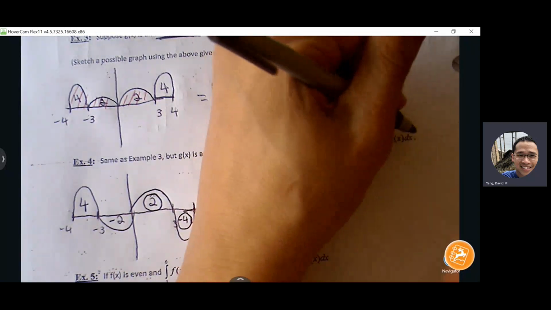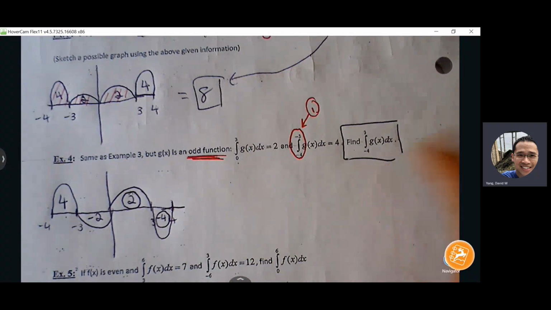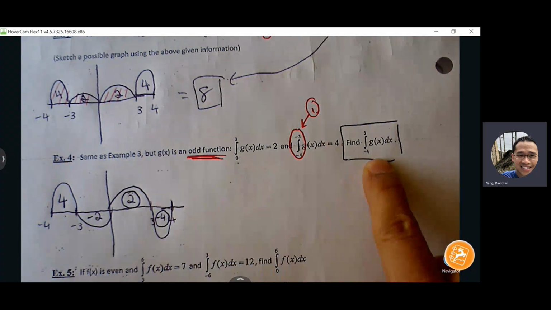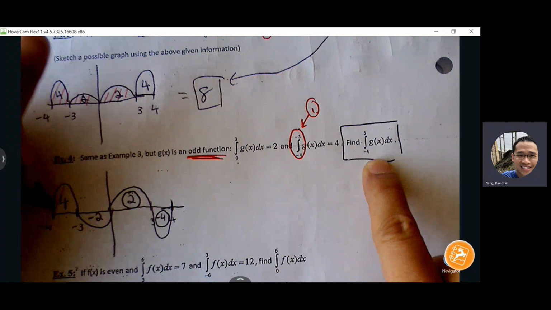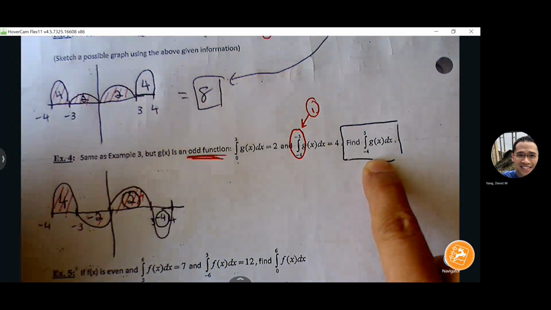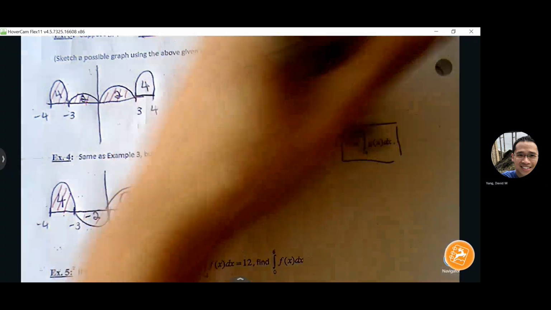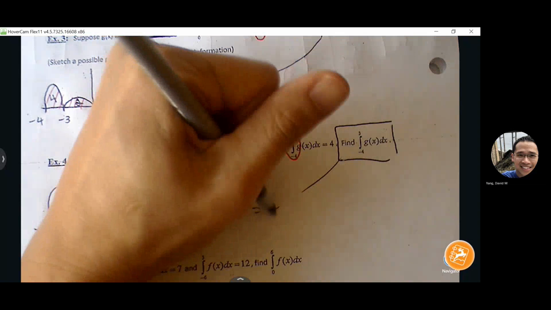But make sure that you don't just always put 0, because that may not be what the interval is asking for. It's only asking for a portion. So just pay attention to where the problem begins and ends. So from -4 to 3, what's that equal to? 4.